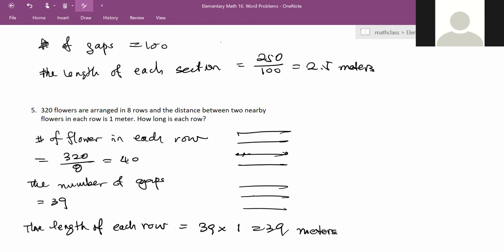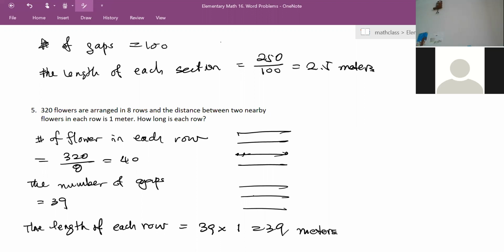Right, so this is a 2-step problem. It's not just 1 step, where you do the multiplication, division, and solve. In order to figure out the length of each row, you need to figure out how many gaps in each row. Then you have to figure out how many trees in each row first. That's why you have 320 divided by 8. That's 40 trees. Then you can figure out how many gaps.